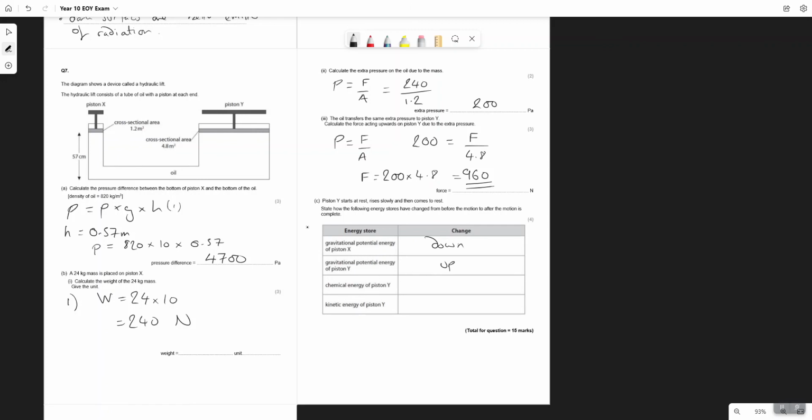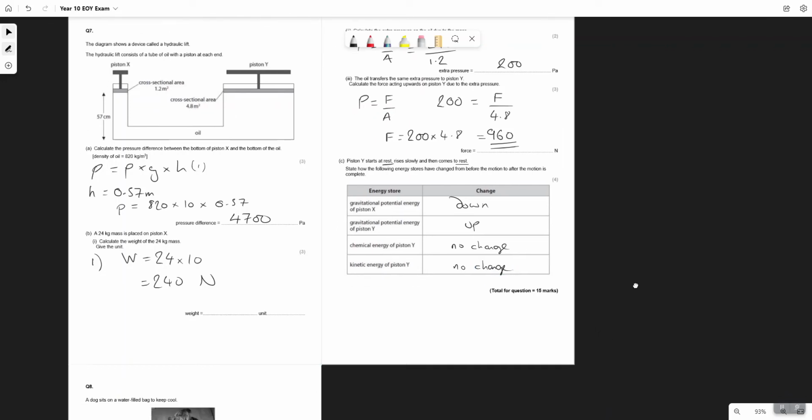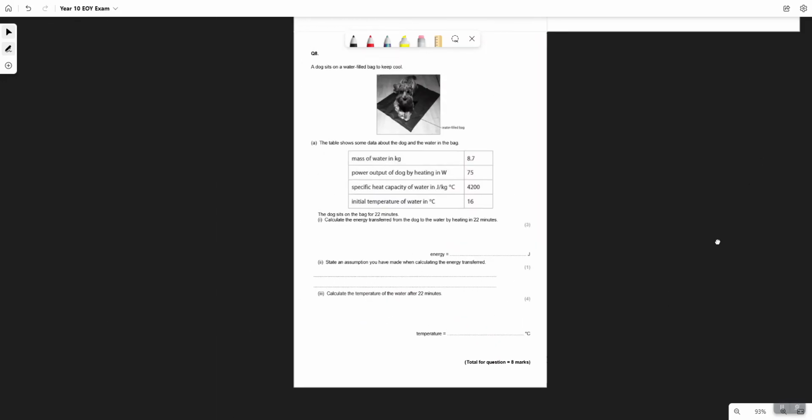Chemical energy of piston Y, there has been no chemistry, so that has had no change. Kinetic energy of piston Y starts at rest, comes to rest. So even though it moved in the middle, by the end of it, there has been no change. And then we're on to the final question.